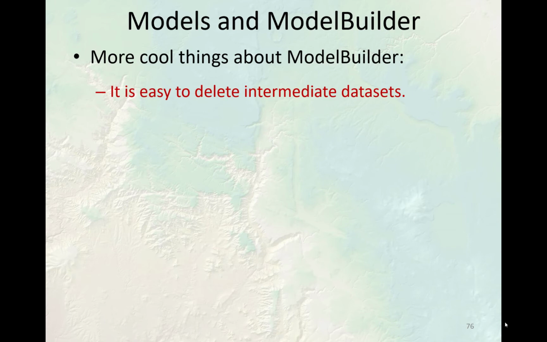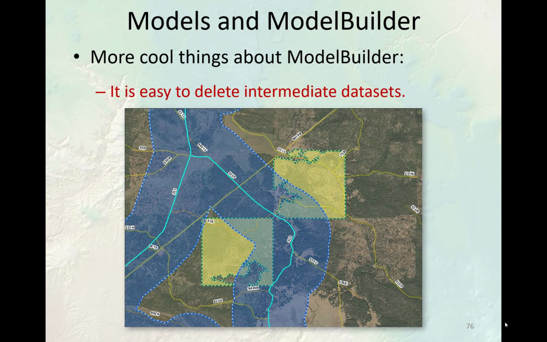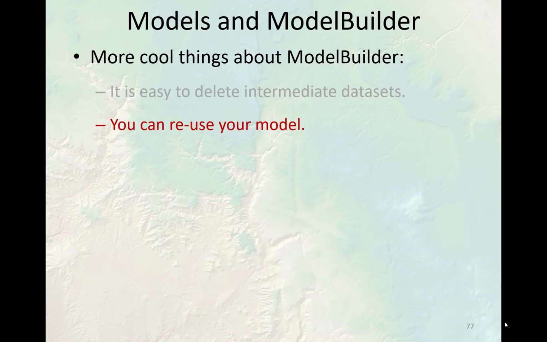First, it's easy to delete intermediate data sets. So in that last example, we did 3 steps. We selected roads and we created a buffer around all the roads, and then we clipped that buffer to the stands. But that intermediate buffer, maybe we don't need that. All we really needed was the clip version. Well, if you do this all in Modelbuilder, there's functions that will easily delete that intermediate data set.